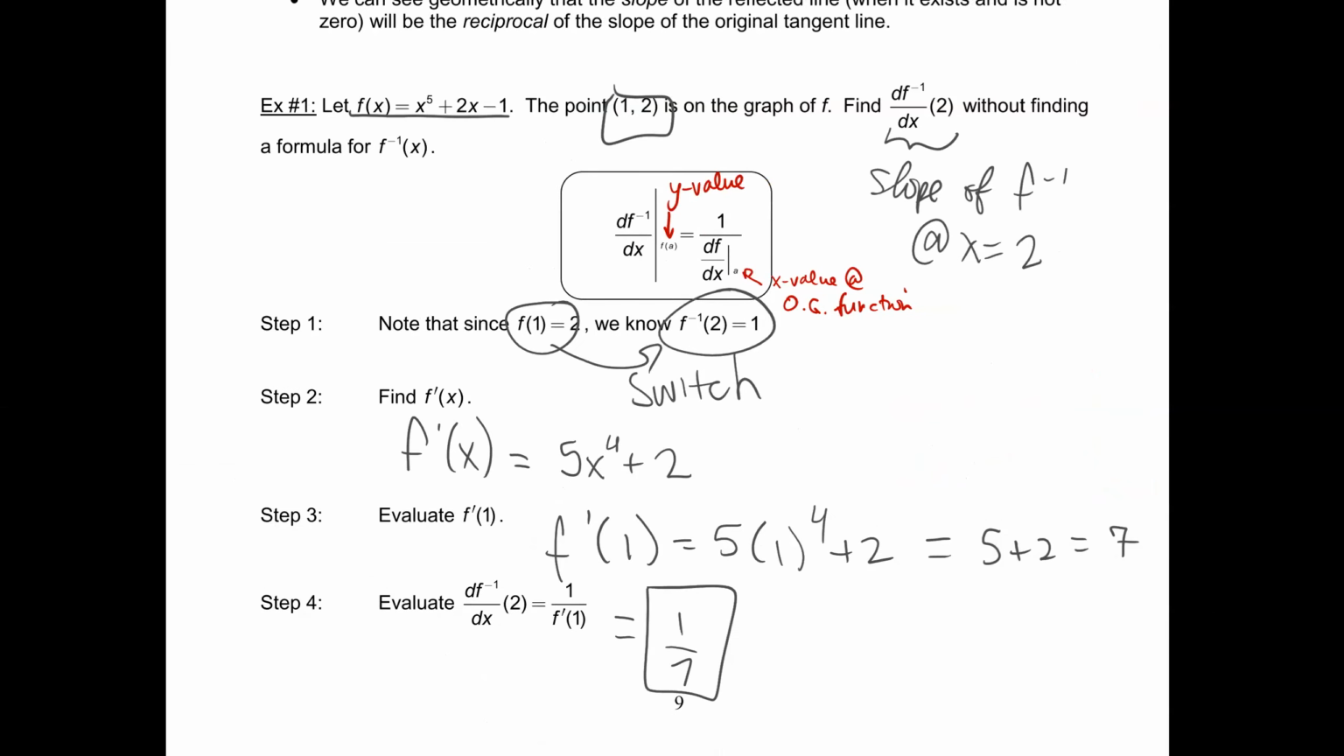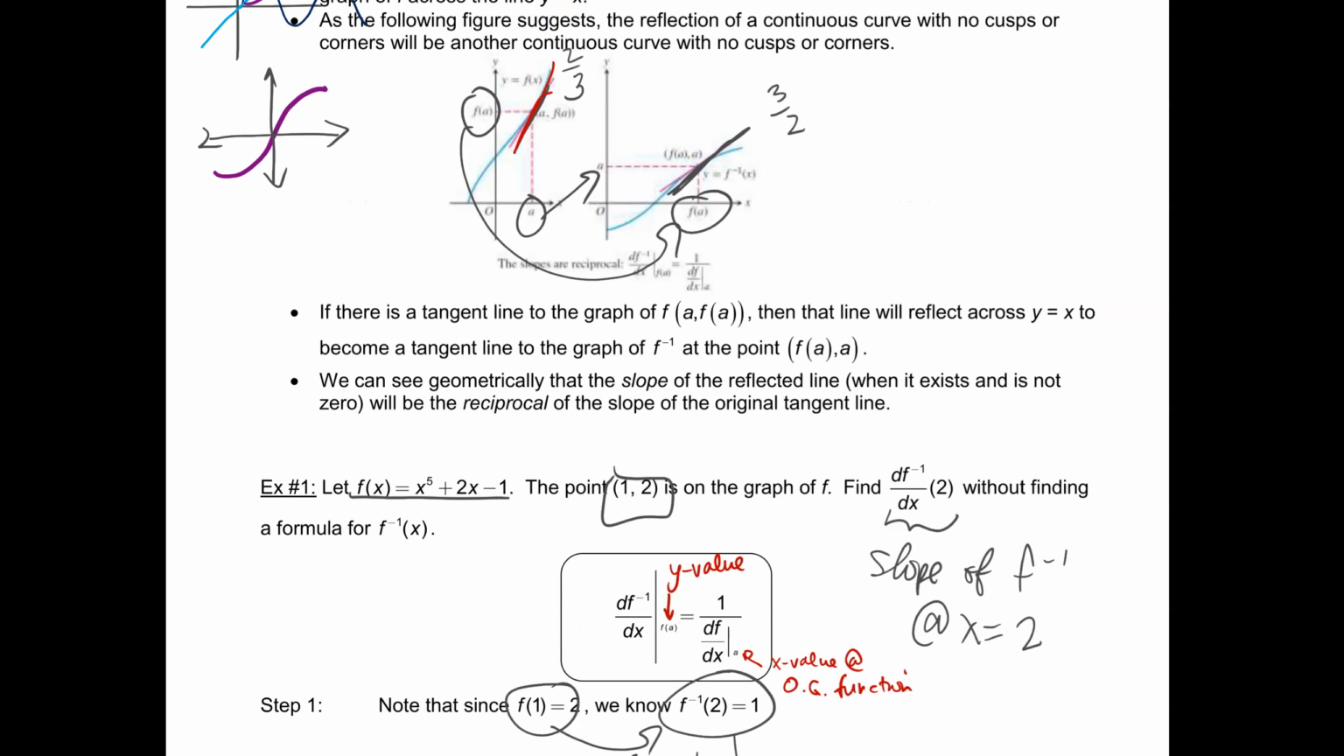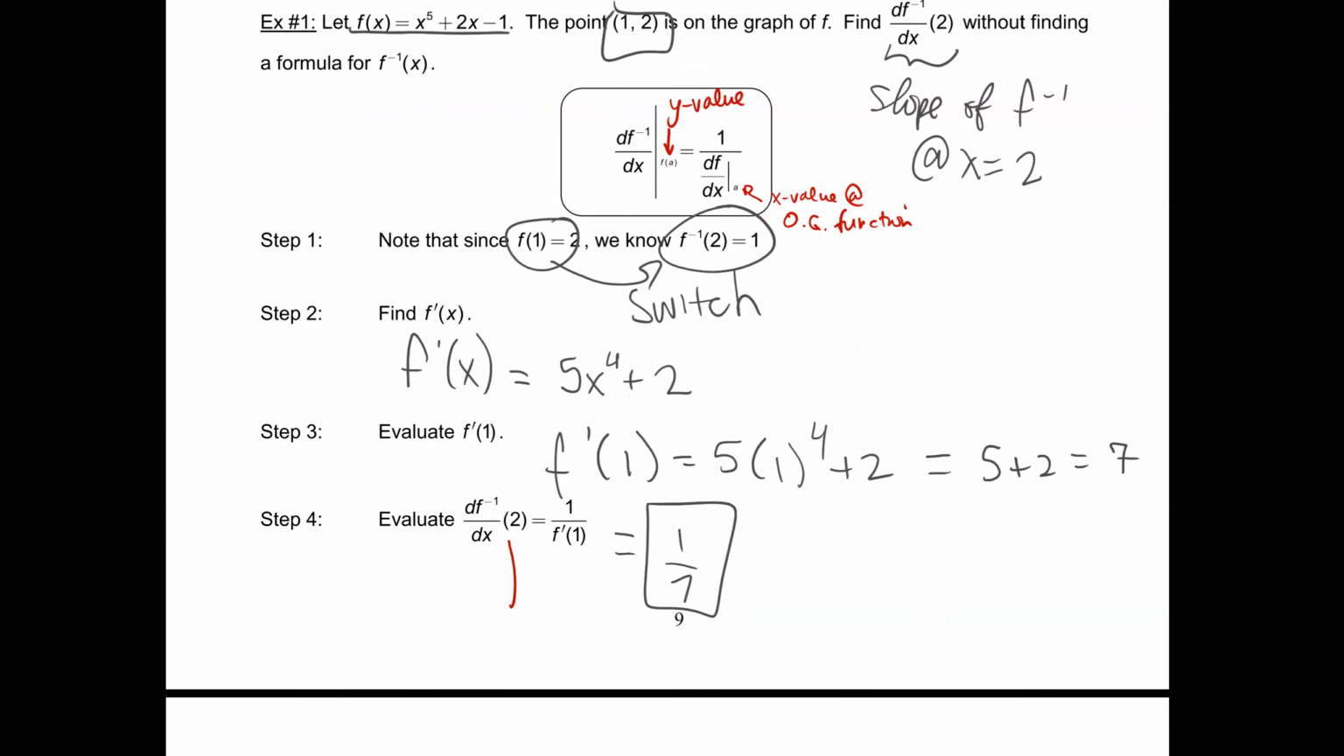So what we're trying to do is, if I know the slope at my original point, the slope at the corresponding inverse point, you switch your x and y, so the slope at that point would be the reciprocal of the slope at your original point. So that's why I have an x value of 2, because this is the original y. And this is why I know it's the reciprocal of my original slope. Okay, that's just talking myself in circles. So, questions? No.